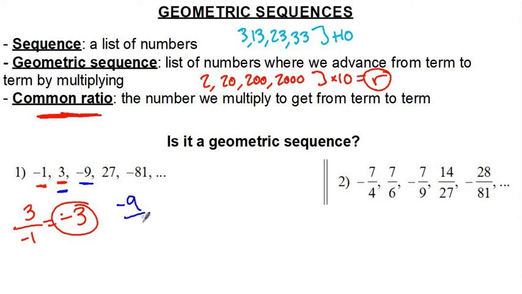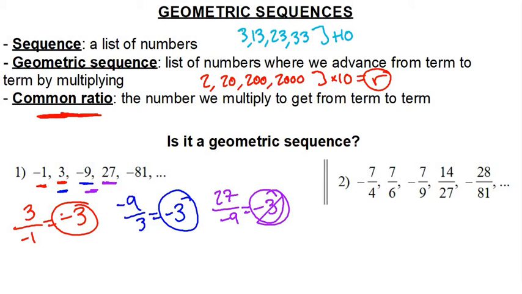So let's do -9 divided by 3, also -3, and usually two numbers is enough, but we'll just do another one just to be sure. 27 divided by -9, and we'll get -3 again. So it looks like -3 is the common ratio in each case.